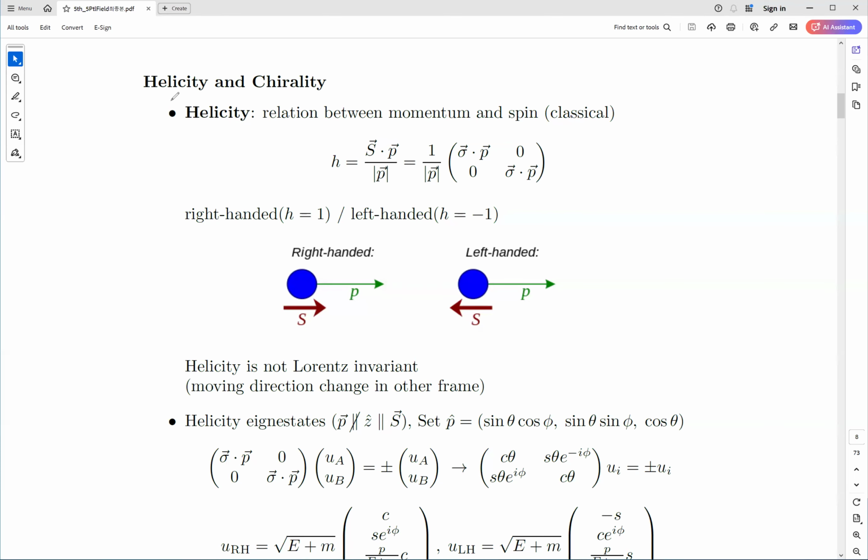Today I will talk about helicity and chirality. In the previous videos, we discussed the spinor field as a spin one-half particle. So the spinor field is governed by the Dirac equation.